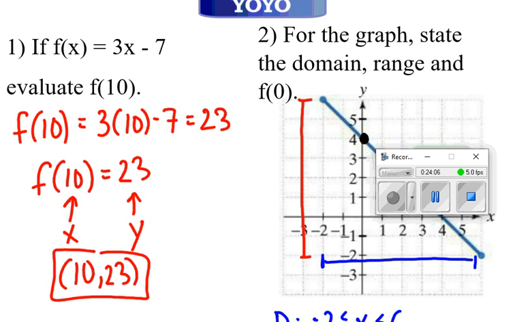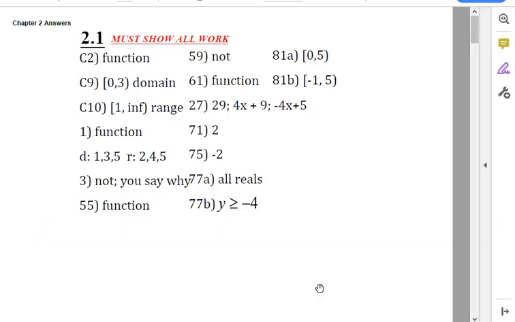There we go. Okay, so homework answers are right here. If you want to pause the video so you can be checking your answers, that sounds fine by me.